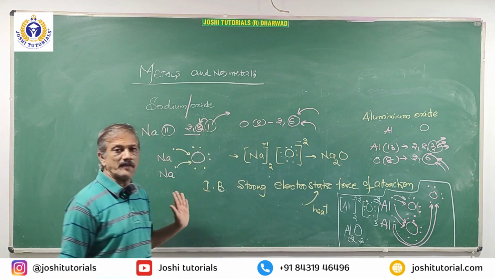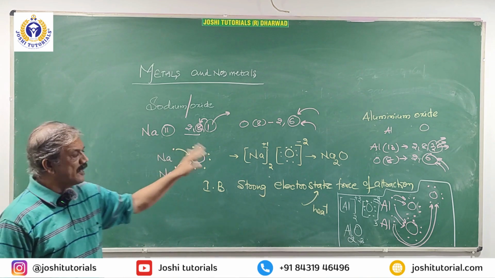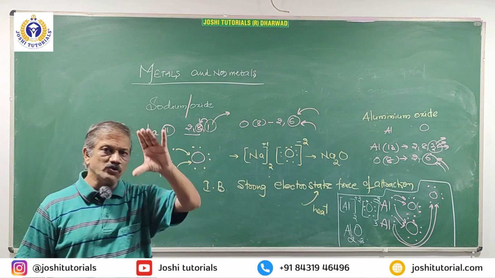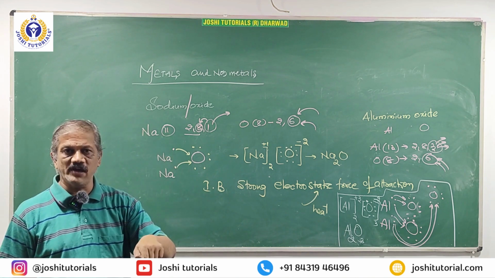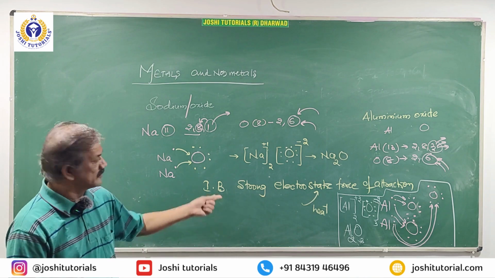This is one more type where metals react with non-metal. These are called ionic compounds. You must go through the properties. Okay. Next, the third and final version, we'll go to after this.